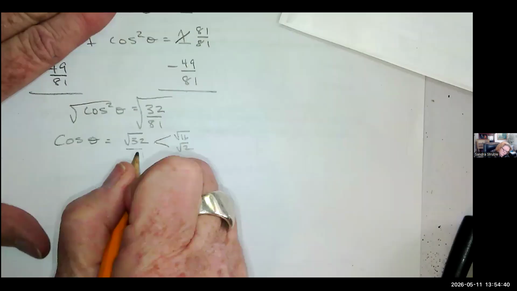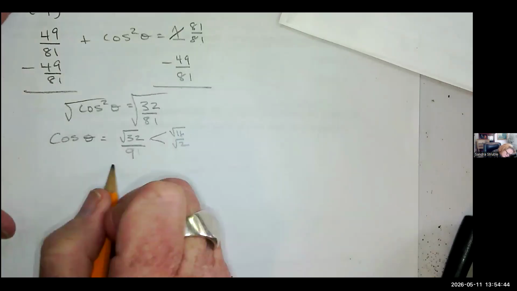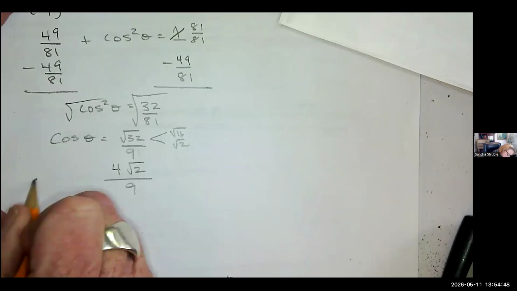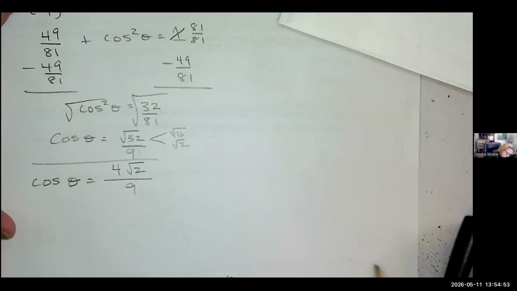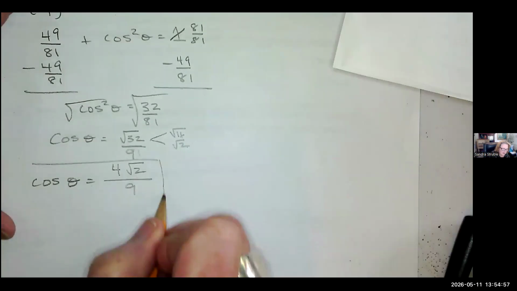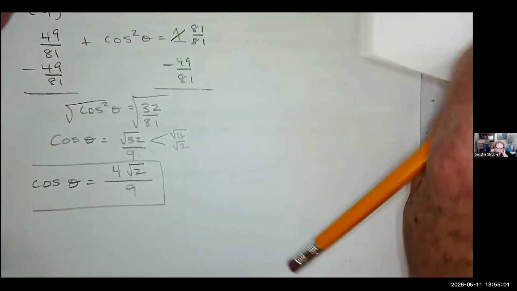So the square root of 16 is 4. Left with the square root of 2 over 9. This is the cosine of theta. Oh, it's in quadrant 3, though. We'll come back to this. For right now, I'm going to circle it, but I'm going to have to check my signs because we are in Q3. I'll do all of it, and then I'll come back and check my signs.